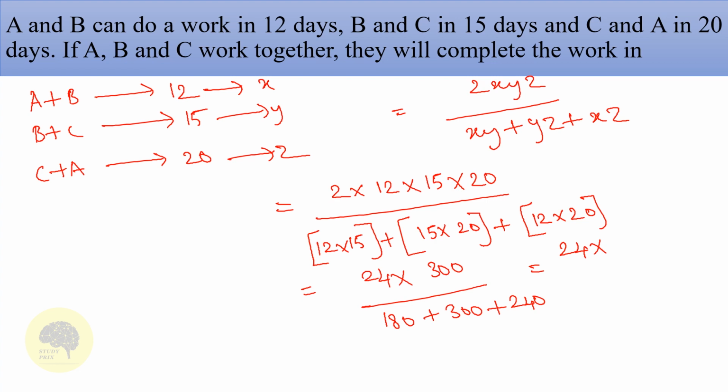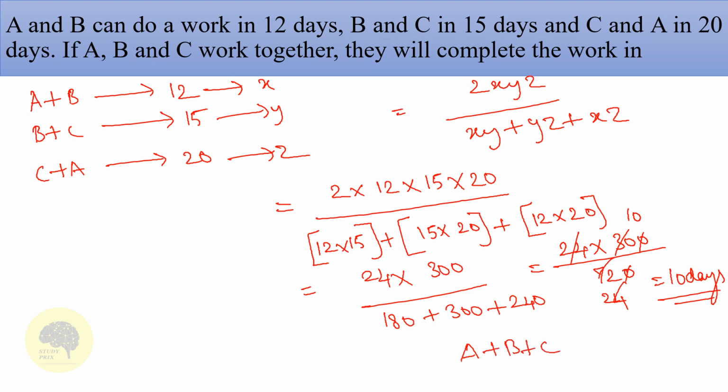Therefore 24 multiplied with 300 divided by 720. By cancelling this we will get 10 days. Therefore, if A, B and C work together, they can complete the work in 10 days.